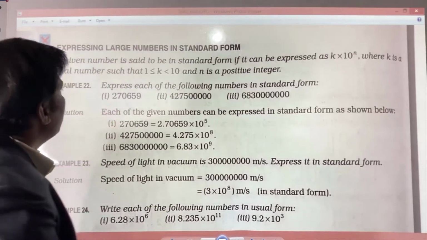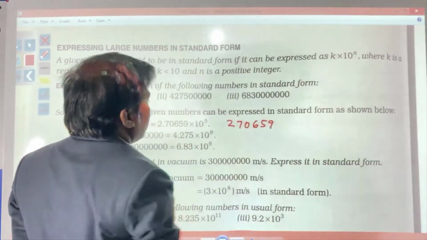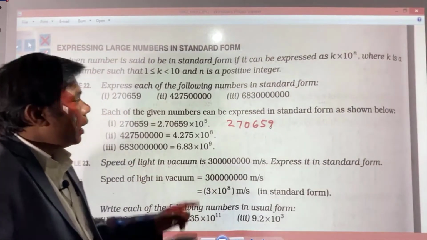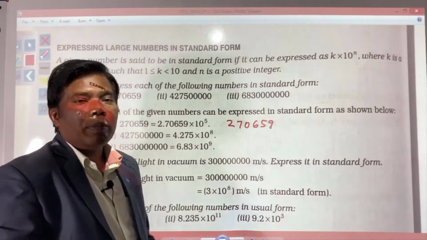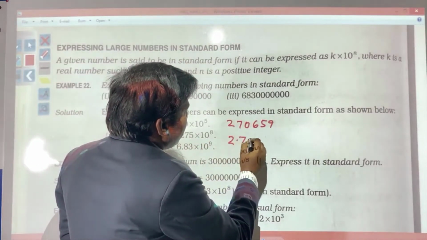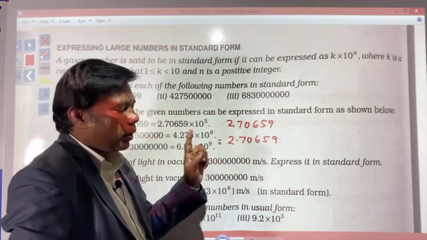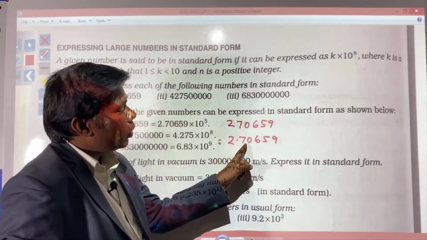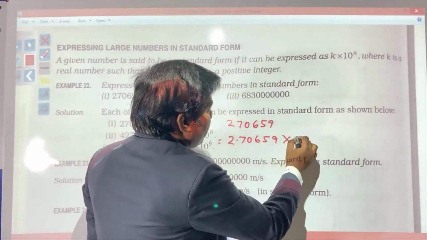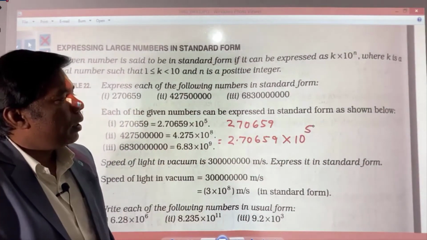Just you see, suppose you have 270659. This is required to be represented in standard form. What needs to be done? Just after one digit we need to put a decimal. So we put the decimal here and get 2.70659. Now after just one digit we have put the decimal, then you count your digits: 1, 2, 3, 4, 5. So this is multiplied by 10 to the power 5. In this way it is represented.